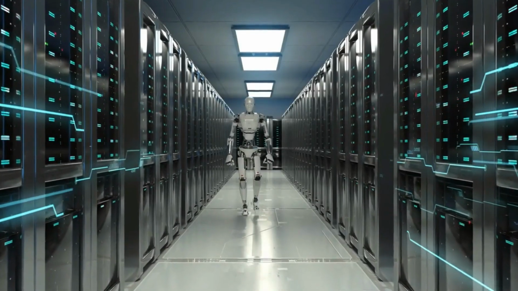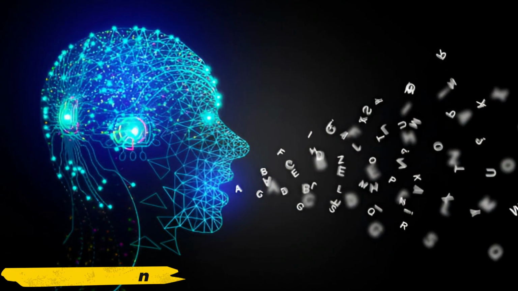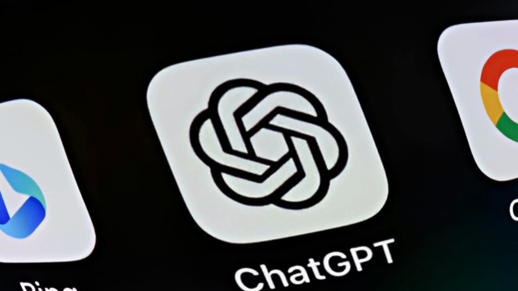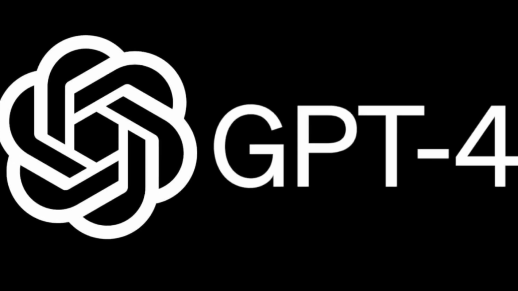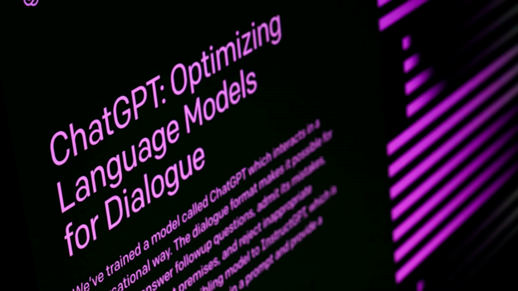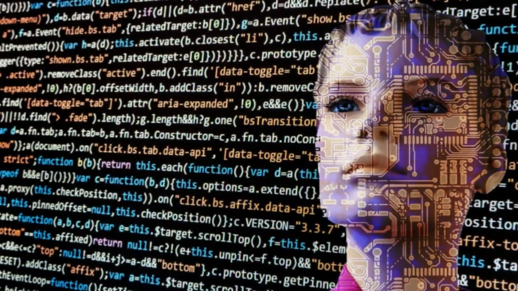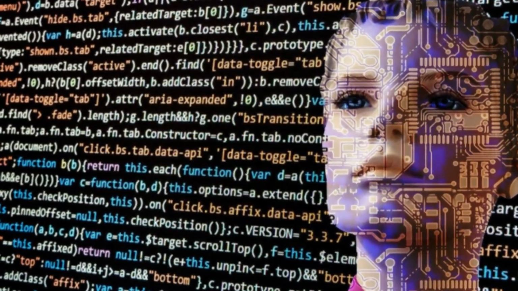Let's look at some real-world examples of generative AI. Text generation. Generative AI has revolutionized how we generate written content. For instance, OpenAI's GPT models, including GPT-3 and GPT-4, are capable of generating coherent and contextually relevant text based on prompts. These models are trained on vast datasets, allowing them to produce essays, stories, and even code.